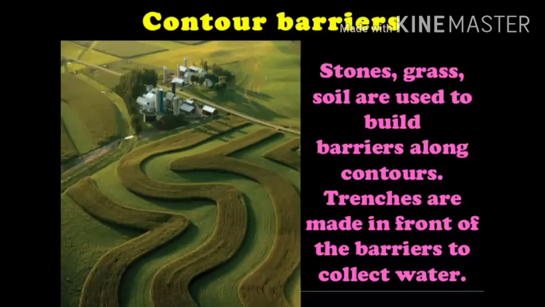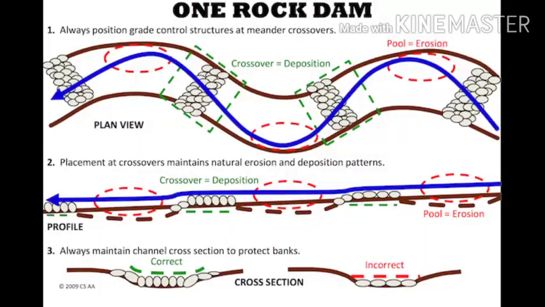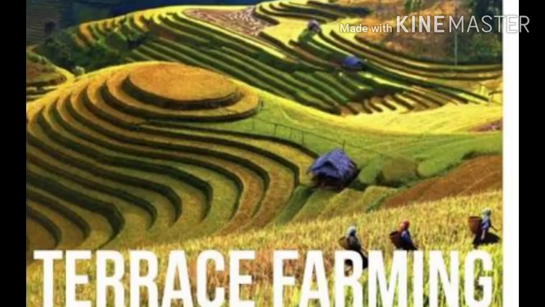Mulching is to provide a protective cover over the soil to stabilize soil temperature, retain soil moisture, and reduce soil erosion. Second is contour barriers. Stones, grass, soils are used to build barriers along contours. The other way is rock dam. Rocks are piled up to slow down the flow of water. This prevents gullies and further soil loss.